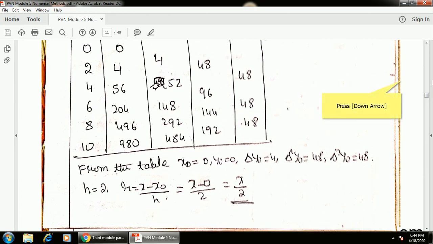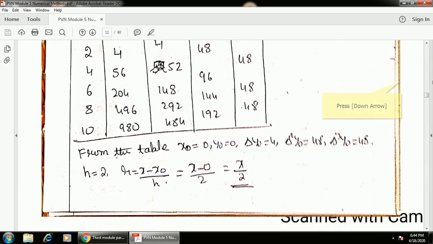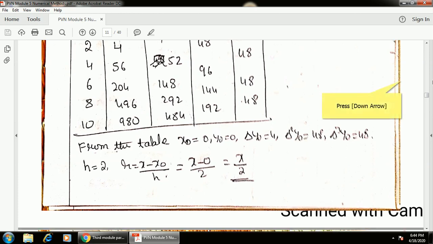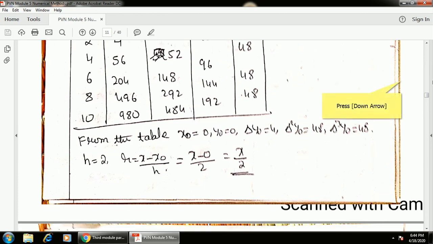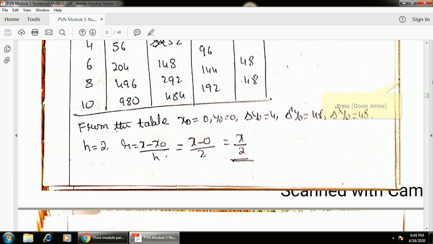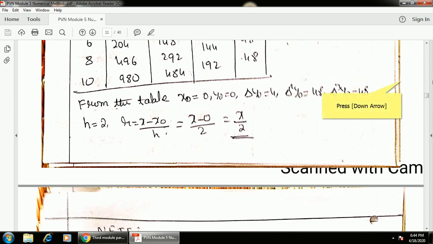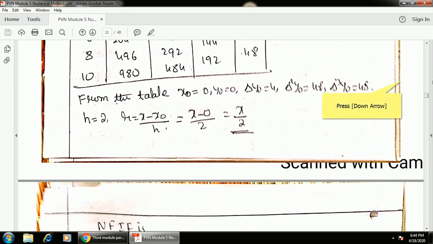For x equal to 0, x cube minus 2x: 0 cube minus 2 into 0 is definitely 0. That is the corresponding value of y. x is equal to 2: if I substitute, 2 cube is 8, minus 2 into 2 is 4, 8 minus 4 is definitely 4. It satisfies all the values. Hence that is the right polynomial.